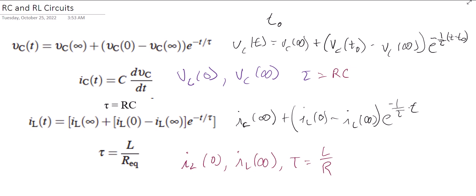Yes? For the equation on the top right, we put e to the negative 1 over tau. Why should we put 1 and then multiply it? Okay, because this equation is minus t over tau, right? Isn't that the same as minus 1 over tau times t?